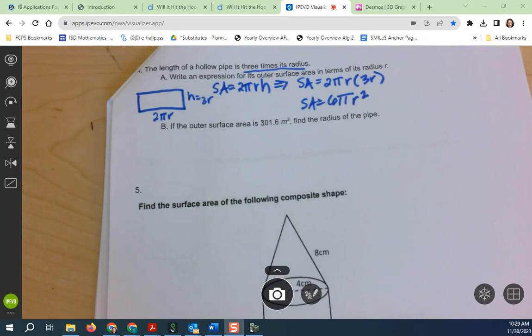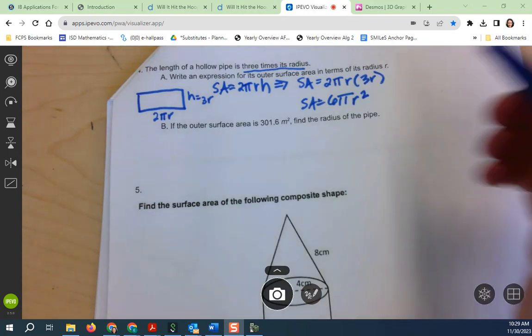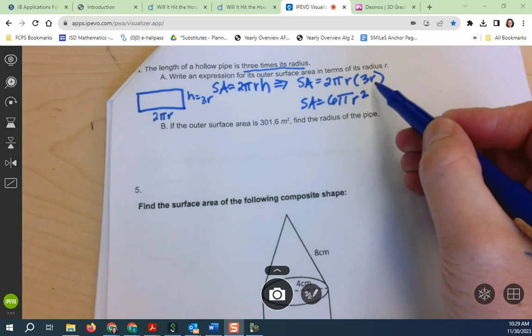Why can you multiply 2 times 3? Is it because they're all multiplied? Yeah, everything's being multiplied. Now, some people didn't do that. Why is it squared? The squared is because r times r is r squared.